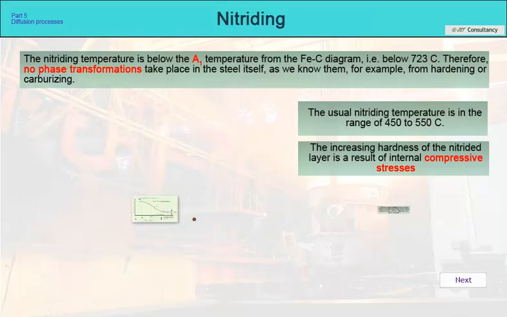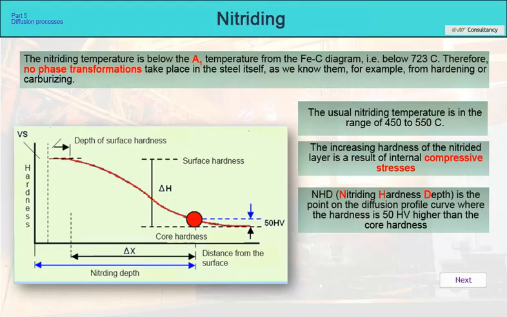Since it is practically difficult to determine where in the layer nitrogen is still located, the nitriding depth NHD, nitriding hardness depth, is determined according to the rule that the limit depth of nitrogen diffusion is the depth where the hardness is measured as 50 units of HV higher than the hardness of the steel in the core.